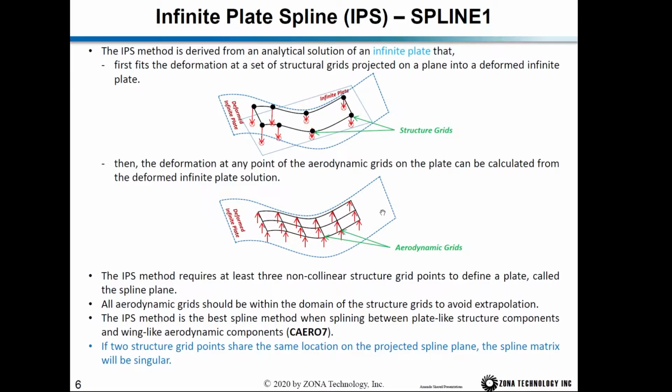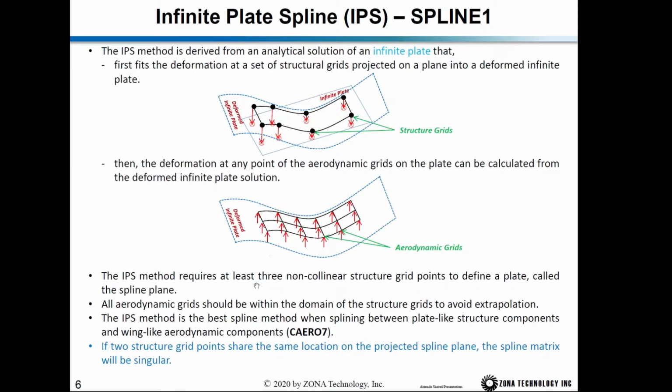because the infinite plane, the boundary condition of the infinite plane is at infinity, where the deformation becomes 0. So this deformed infinite plane within the structural grid domain will follow the deformation of the structural grid, but beyond the domain of the structural grid, the deformation is uncontrollable.